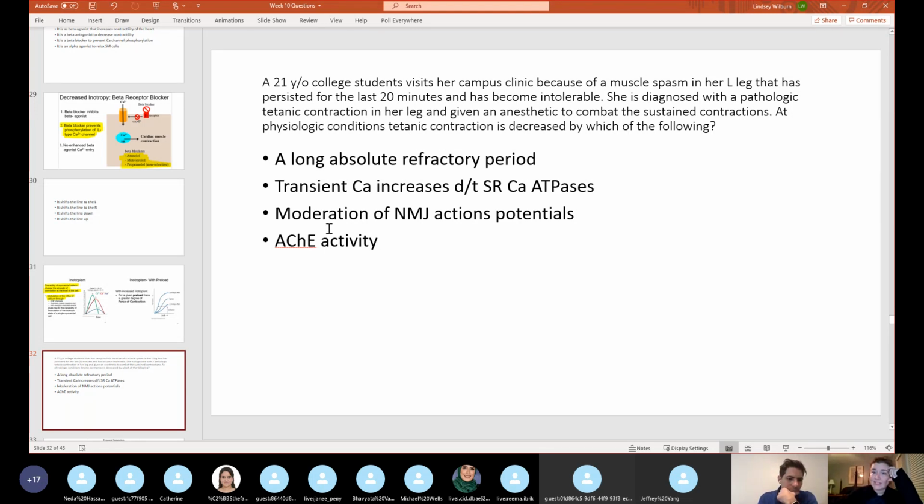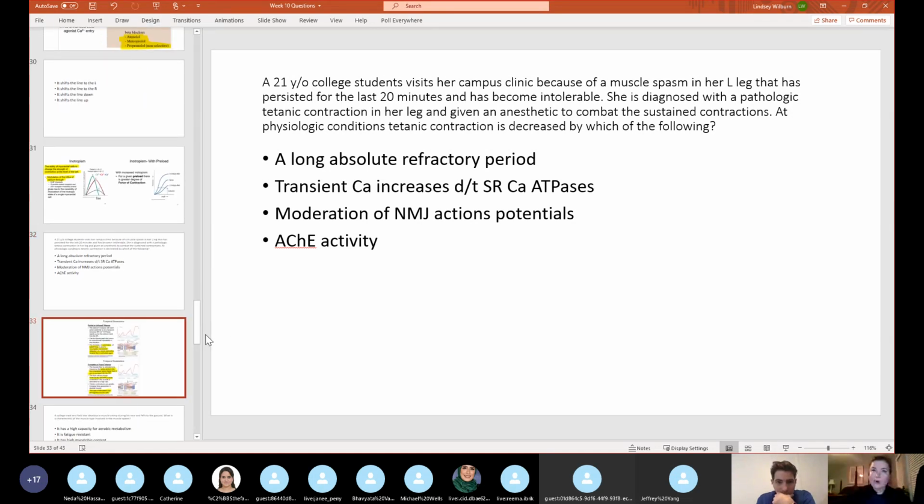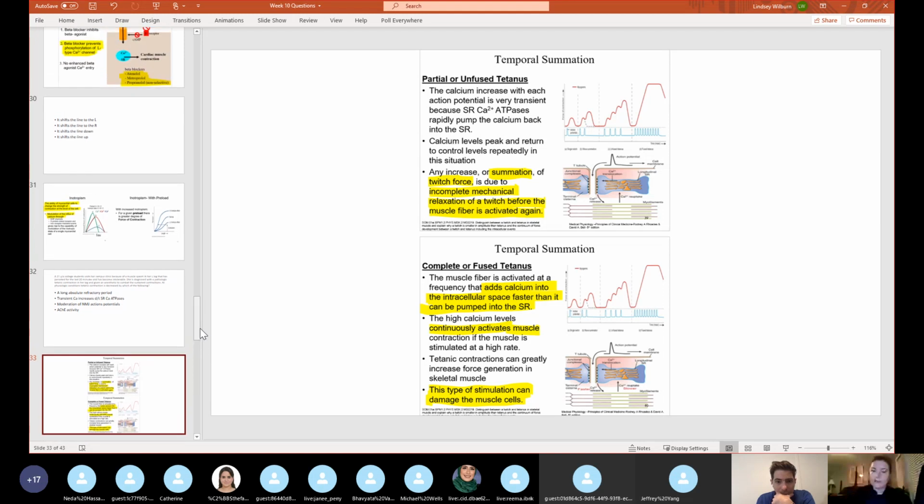Now, if you mess with the NMJ, you can absolutely get tetanic contractions. And if I had given you an example of stepping on a rusty nail and now the person is going to tetanus, I would be inclined to go more towards the NMJ. However, in physiologic conditions, we prevent tetanic contraction. So tetany is this overall contraction of the whole muscle, with all of this stimulus going on and the muscle is contracting and it just doesn't let up.